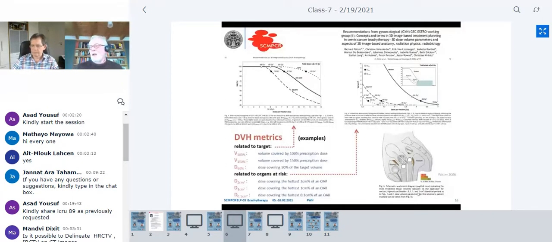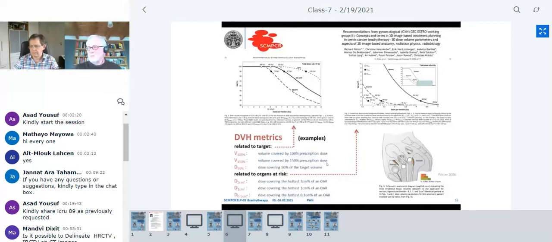Then to evaluate the dose, what we use are dose volume histograms, and especially dose volume histogram metrics. And the slide here shows you what the dose volume histogram metrics are. For instance, V100% is the volume covered by 100% of the prescription dose. V150 would be the volume covered by 150%. D90 would be the dose that covers 90% of the target volume.